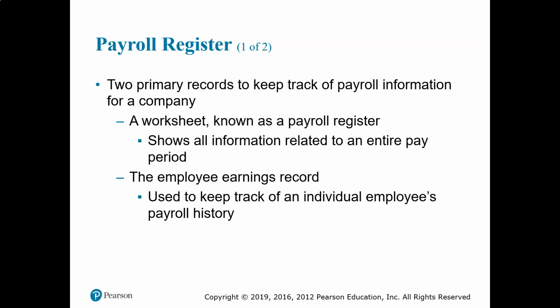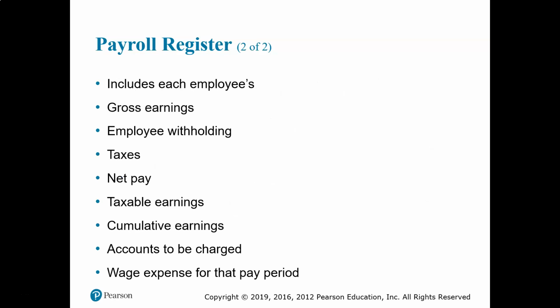So a payroll register, 2 primary records to keep track of payroll information for a company. A worksheet known as a payroll register shows all information related to an entire pay period. The employee earnings record is used to keep track of individual employees' payroll history. Payroll register usually includes each employee's gross earnings, withholdings, taxes, net pay, taxable earnings, cumulative earnings, accounts to be charged, and wage expense for that period.